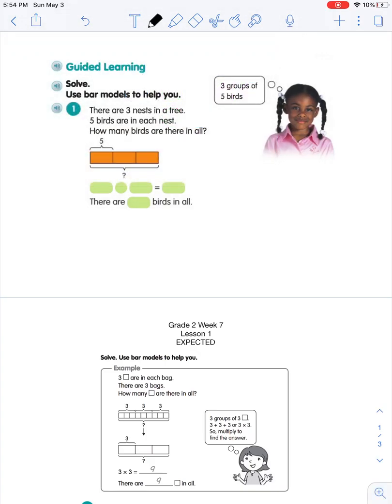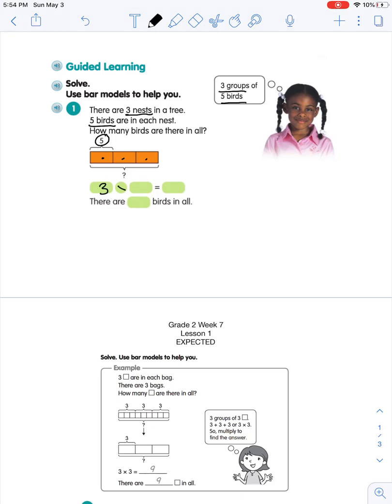Here we're looking at the guided learning. It says solve. Use bar models to help you. There are 3 nests in a tree. 5 birds are in each nest. How many birds are there in all? Well, looking at my picture, I know there's 3 nests, so our friend over here is reminding us that 3 nests is 3 groups. And they told us there are 5 birds in each nest. So if I have 3 sections on my bar model, that must mean I have 5 in each section, just how they showed us. They labeled it with a 5.